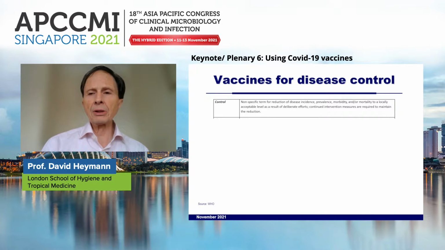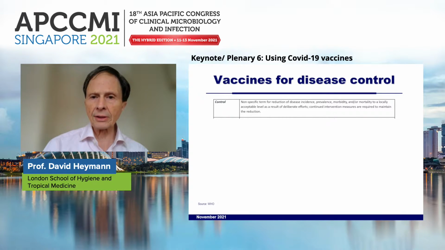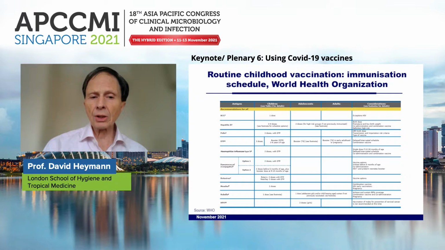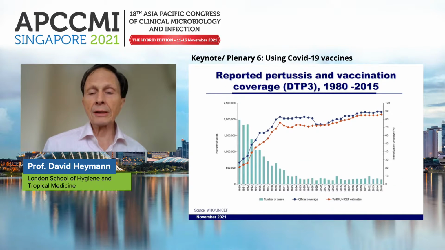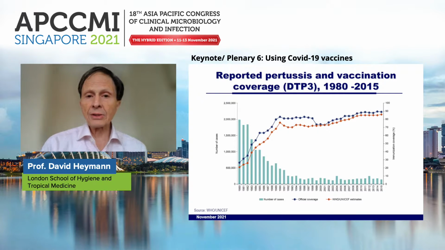So vaccines have been used for disease control since they've been developed. And this is a non-specific term for reduction of disease incidence, but continued vaccination must be accomplished. And this is the WHO guidelines for routine vaccination, which is a vaccination process which must be continued throughout a child's life course. Here you can see the effect of these vaccines because this is a bacterial vaccine for pertussis.